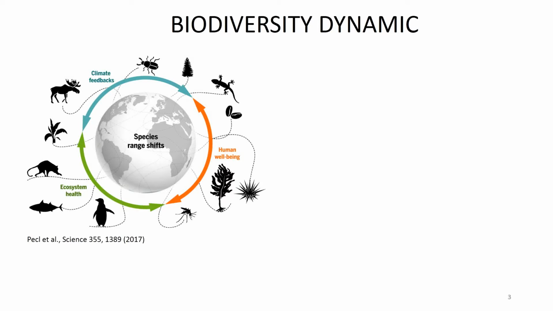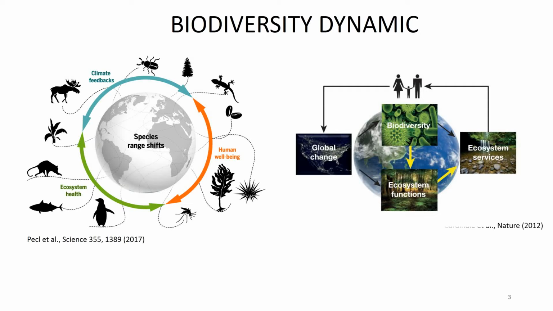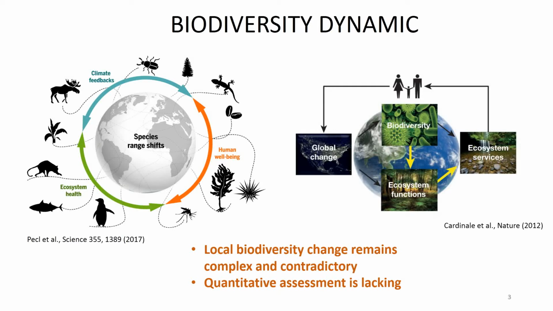The biodiversity in the world is not a stable process. Everything is changing. So understanding the changes in biodiversity can help to evaluate the impact from humans, or figure out suitable planning. However, local biodiversity change remains complex and contradictory, and quantitative assessment is lacking.